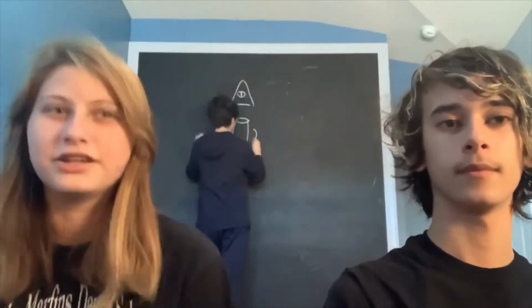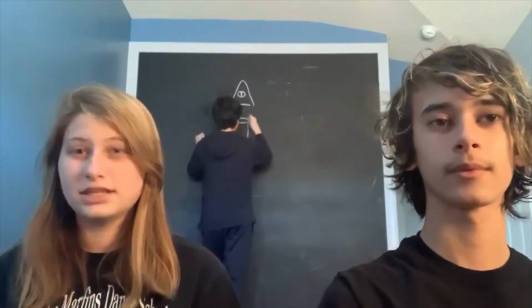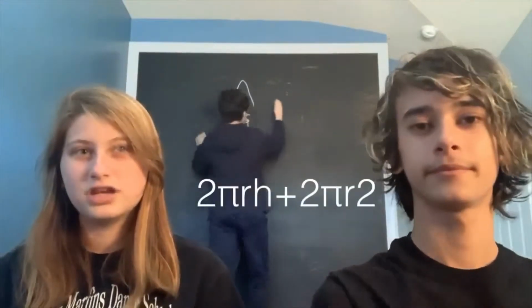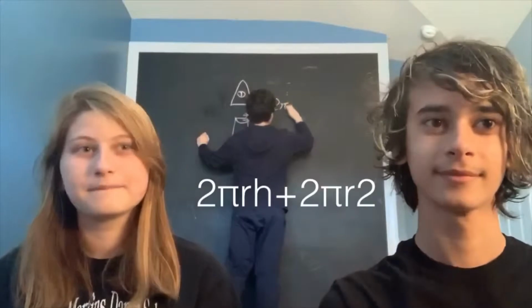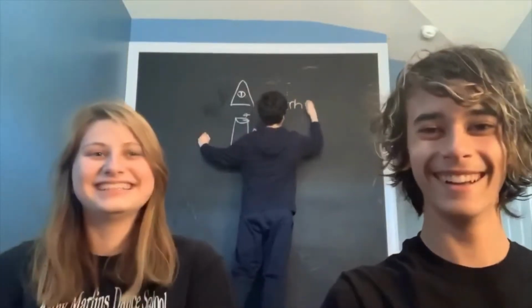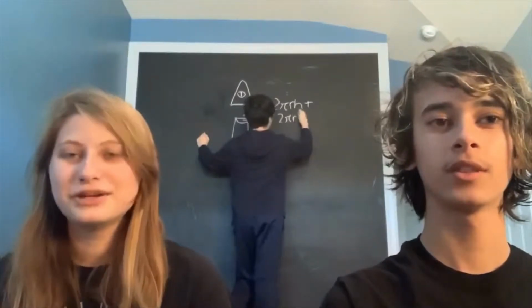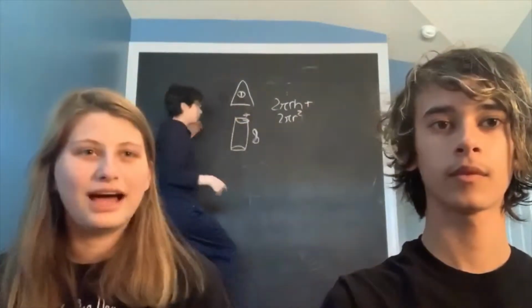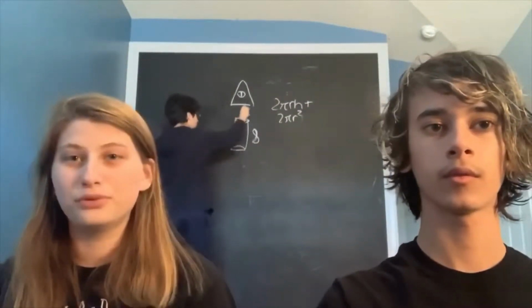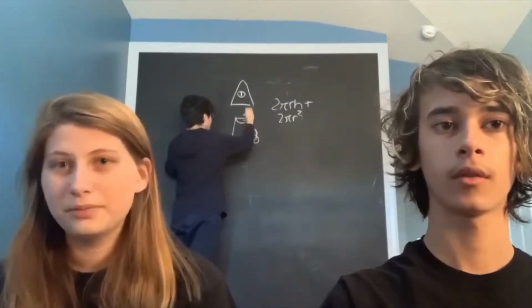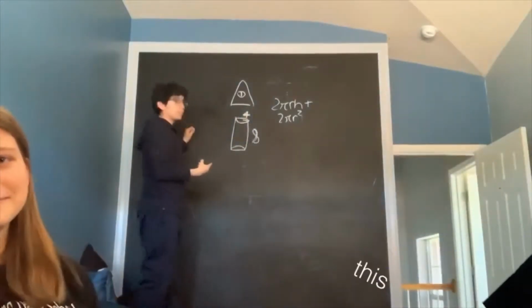Next is the cylinder. The equation for the surface area of a cylinder is 2 pi RH plus 2 pi R squared. R is the radius, H is the height. And also remember, some questions will ask to keep in terms of pi, so don't multiply it if it says that. An example problem is this.